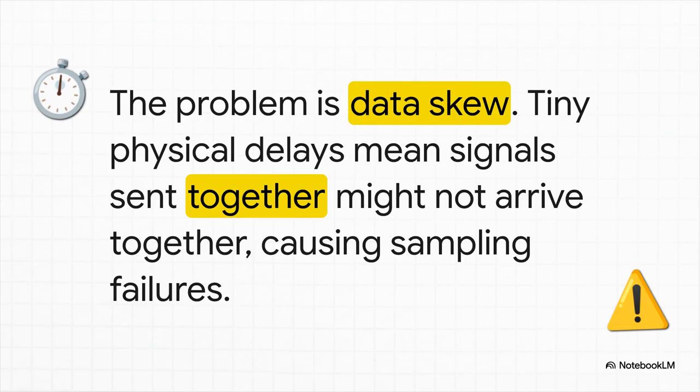See, when you send multiple bits at once, they're all traveling on separate physical wires on the chip. And even if those wires are designed to be identical, tiny, tiny differences in length or temperature or voltage cause minuscule delays. So even though all the bits left at the exact same instant, they're not going to arrive at the border at the exact same instant.